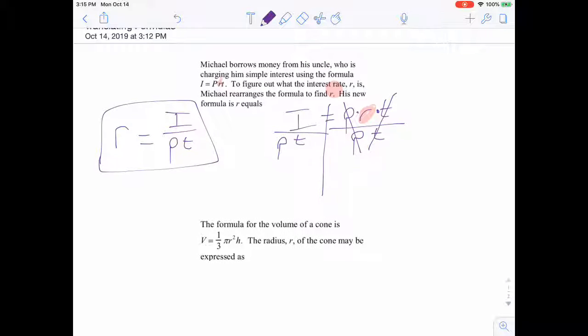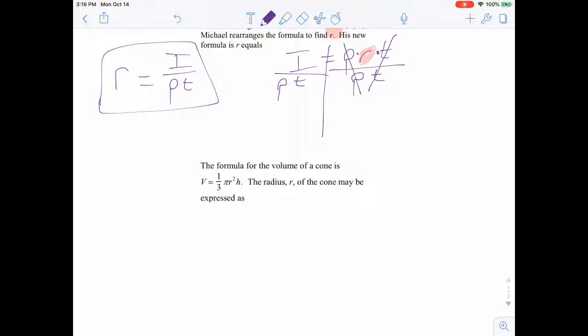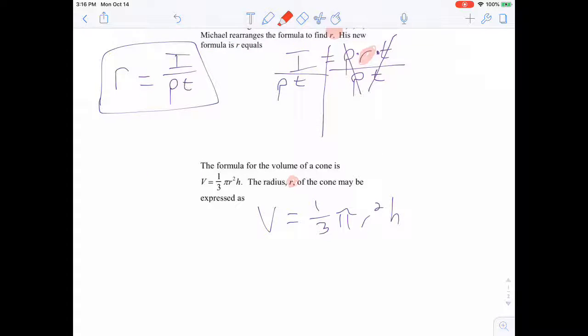Looking at one that's a little bit more difficult, the volume of a cone is V equals 1/3 pi r squared h. The radius r of the cone may be expressed as what? So again, we are solving for r, getting r by itself in this equation. If I were to rewrite this, 1/3 pi r squared h, my goal is to get this r by itself.